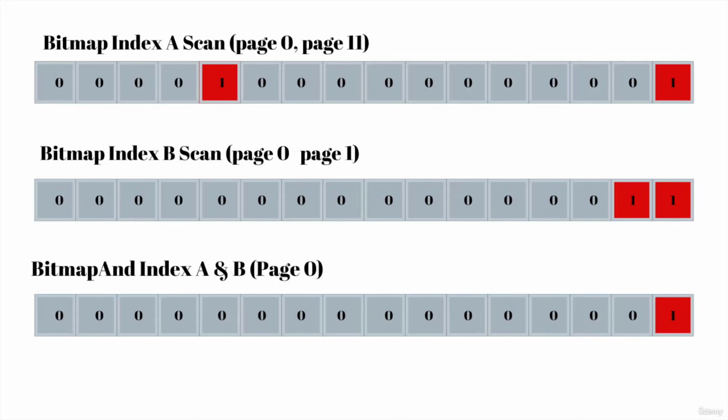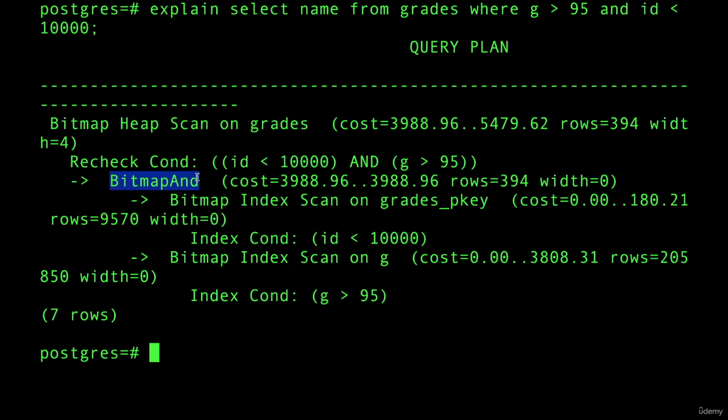By ANDing them, any page that exists in one and doesn't exist in the other, I don't have to visit it, because 100% that row is not going to satisfy my criteria. This is genius. So all of a sudden, instead of having 9,000 rows and whatever this thing, 20,000 rows, you're only going to fetch 394 rows.